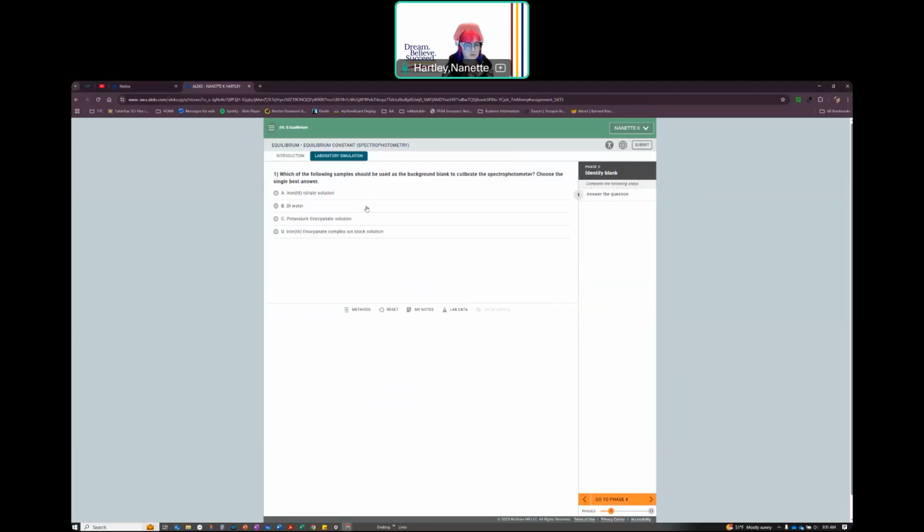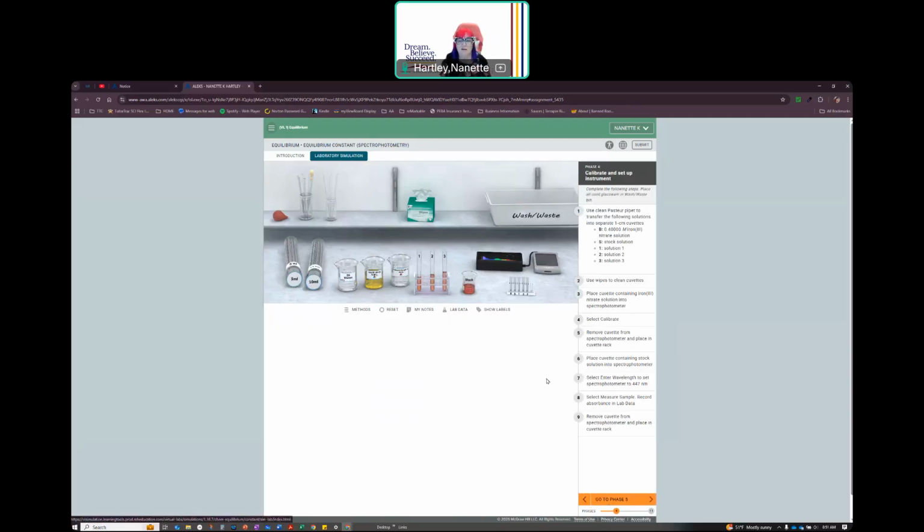Which of the following samples should be used as a background blank to calibrate this spectrophotometer? Choose the best answer. And remember, we talked about this. We need to make sure that we take out the color from that yellow solution. And the yellow solution was that iron 3 nitrate solution. So I'm going to enter iron 3 nitrate and say, okay, we're done now. Hey, we did it.